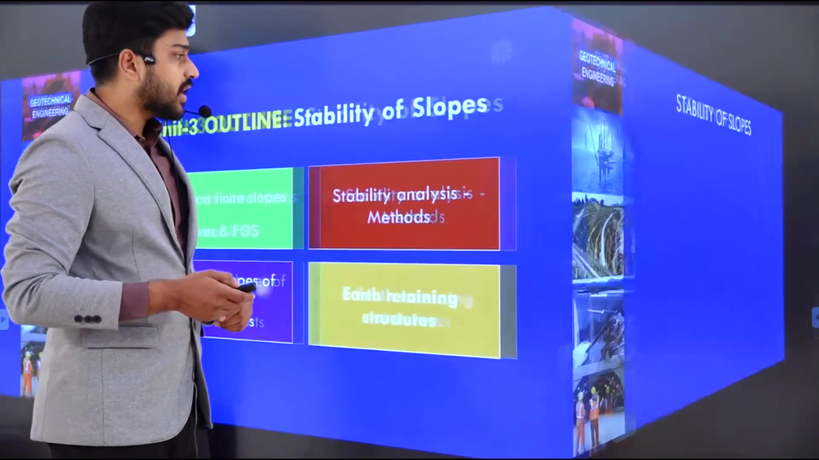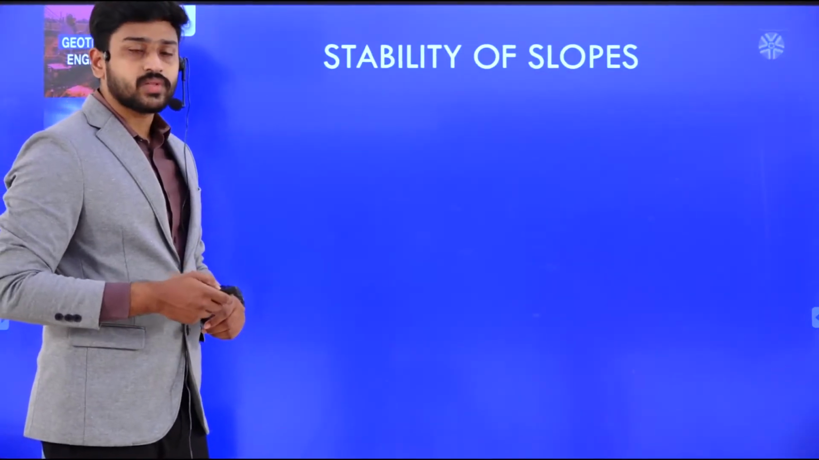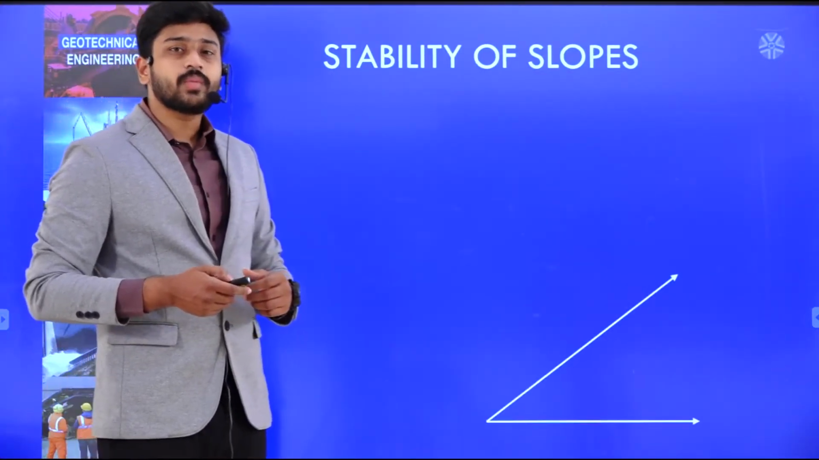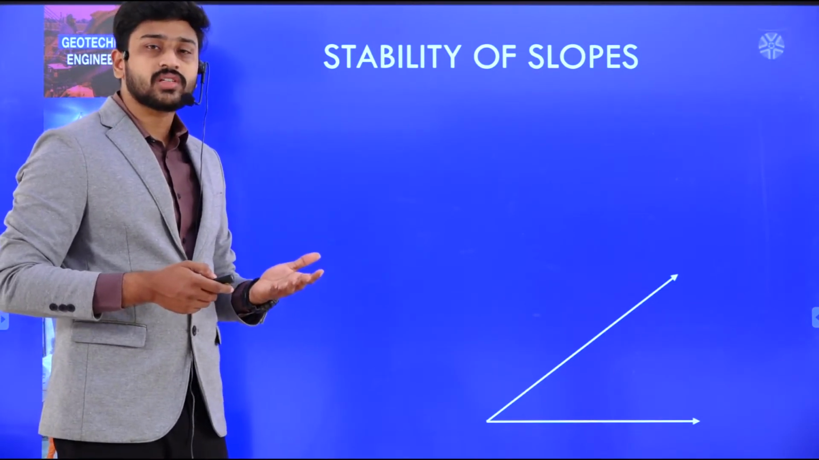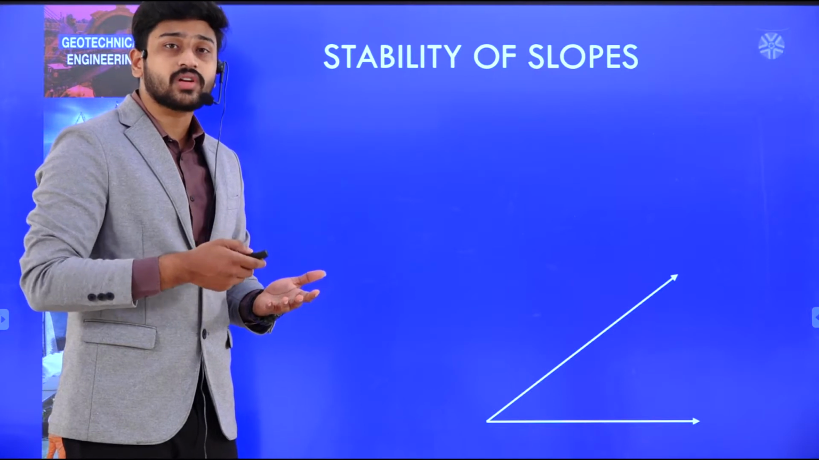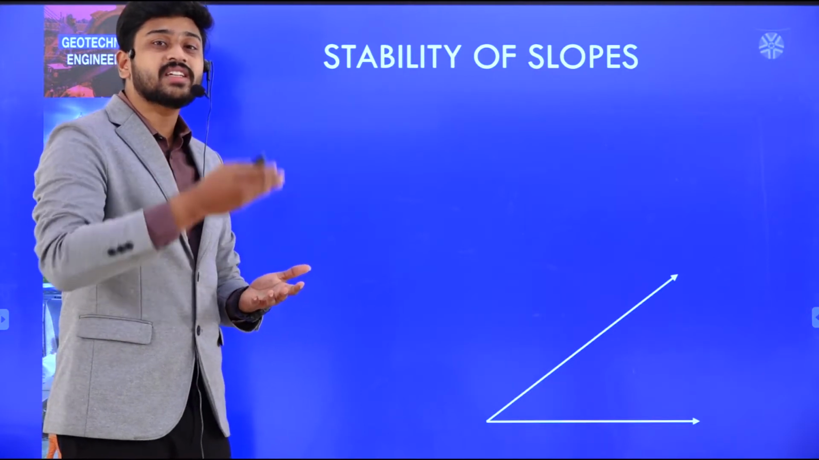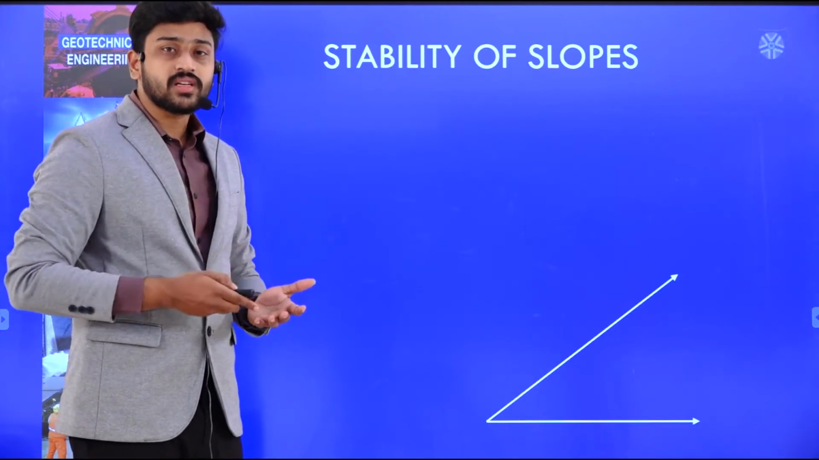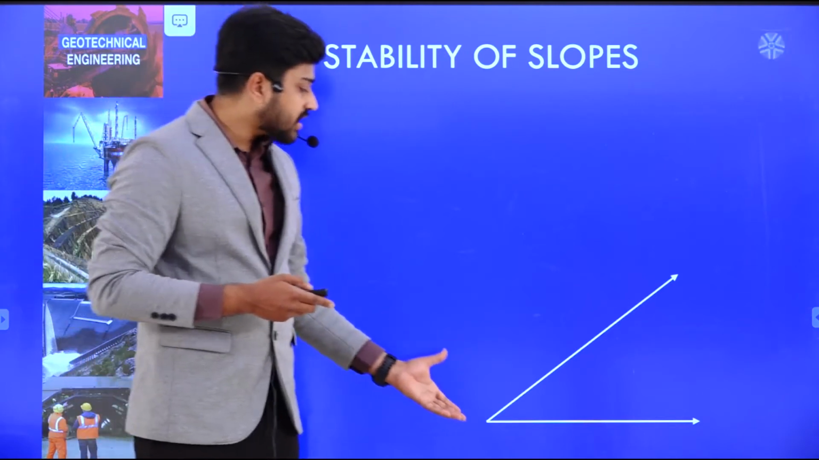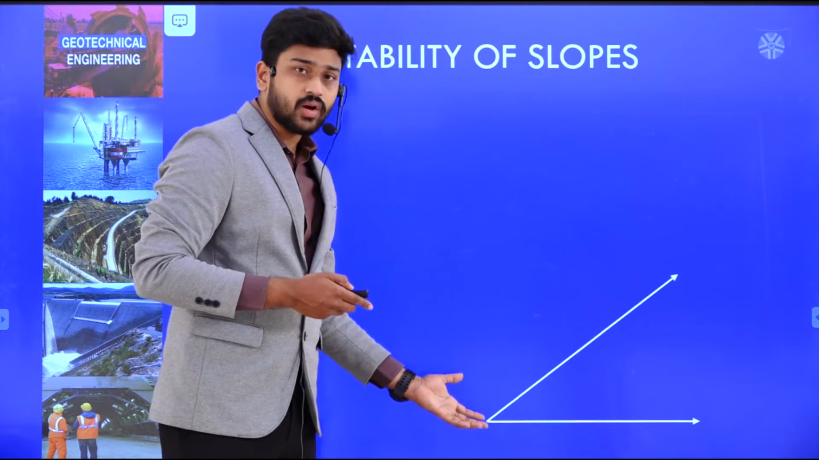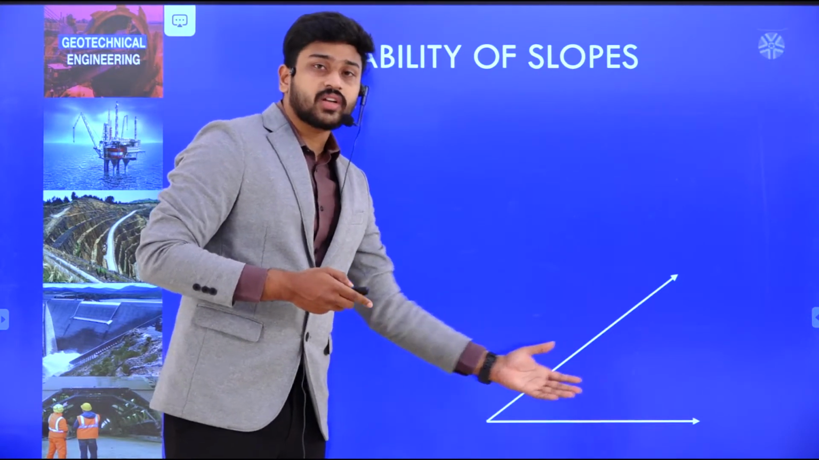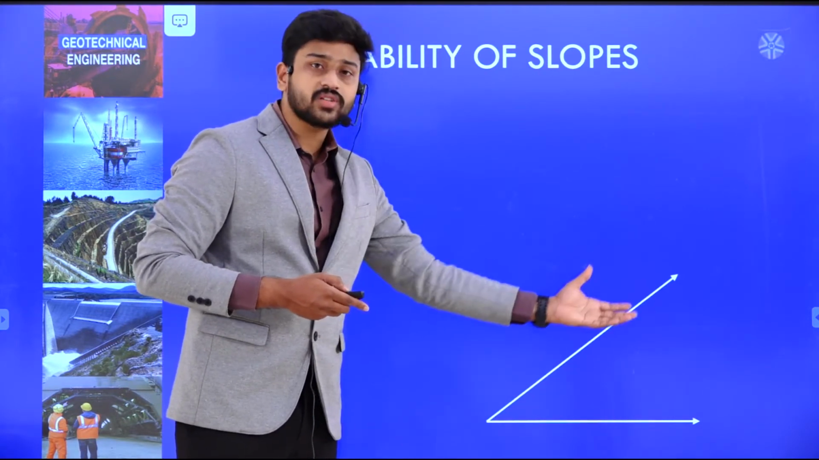Let us now look at the introduction to slopes. So what exactly do we mean by slope? With respect to any horizontal surface, if there is any inclined surface, then it is known as a sloping surface. If you look at this particular case here, there is an inclined line or ray to the horizontal ray. So that means this is one sloping surface.